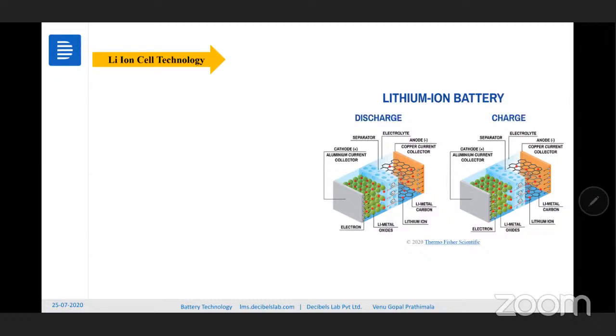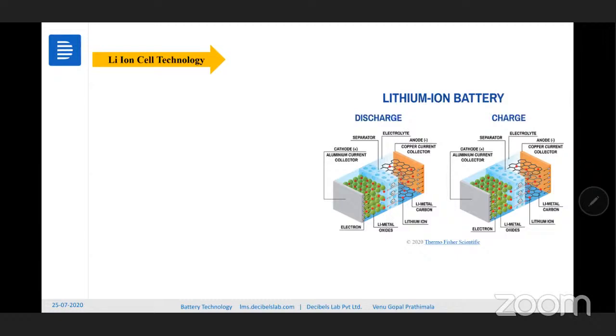Okay. So starting with lithium-ion cell technology, as I told you before, lithium-ion batteries have an unmatched combination of high energy and power density. Because if you look at other cells, if some cells have high energy, then they won't have high power. You can't say that if a cell is a high energy cell, then as it is high energy, it will be high power. We can't say that directly.